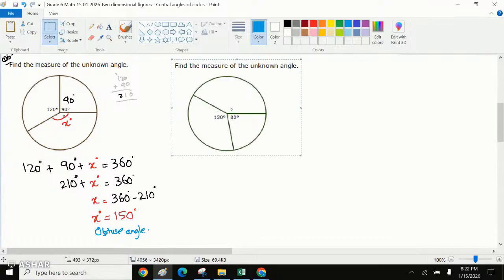Okay, the next question is question number 7. And question number 7 says, find the missing angle. If I say this is angle Y, so what we can do is we can add the angles together. We say these two angles would be 130 plus 80, which is 210. So I say this complete angle is 210 degrees.